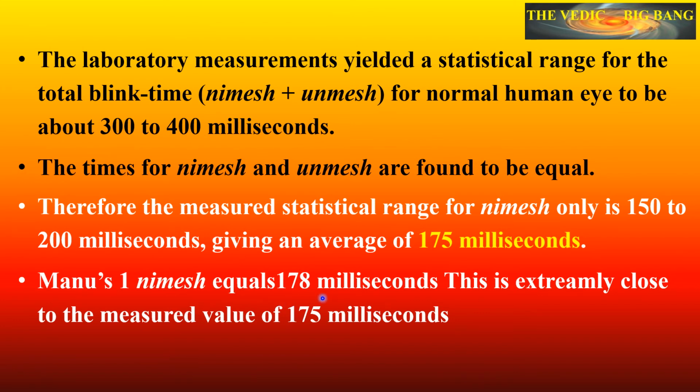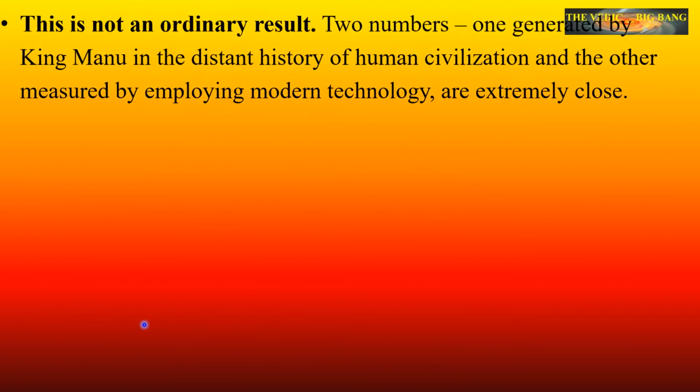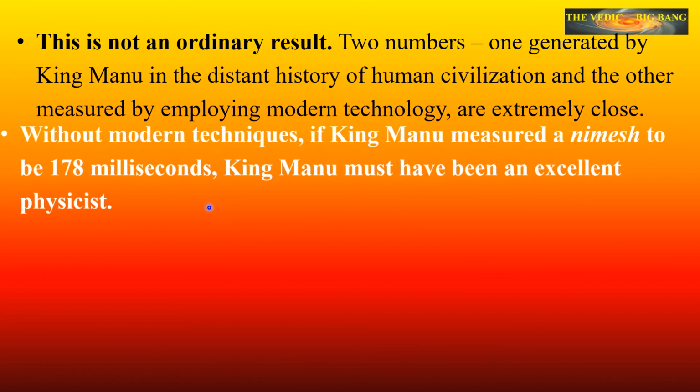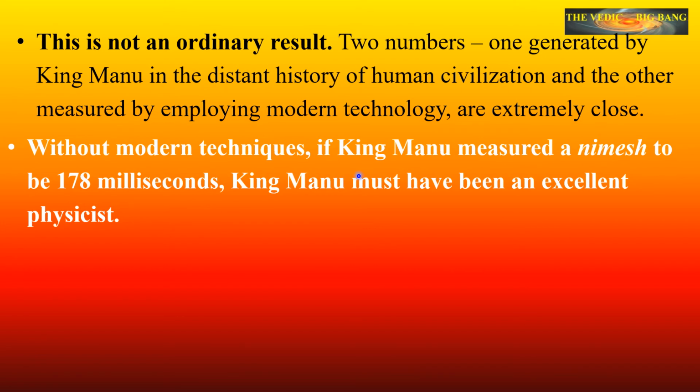Manu's 1 nimesh equals 178 milliseconds. This is extremely close to the measured value of 175 milliseconds. This is not an ordinary result. Two numbers, one generated by King Manu in the distant history of human civilization and the other measured by employing modern technology, are extremely close. Without modern techniques, if King Manu measured a nimesh to be 178 milliseconds, King Manu must have been an excellent physicist.